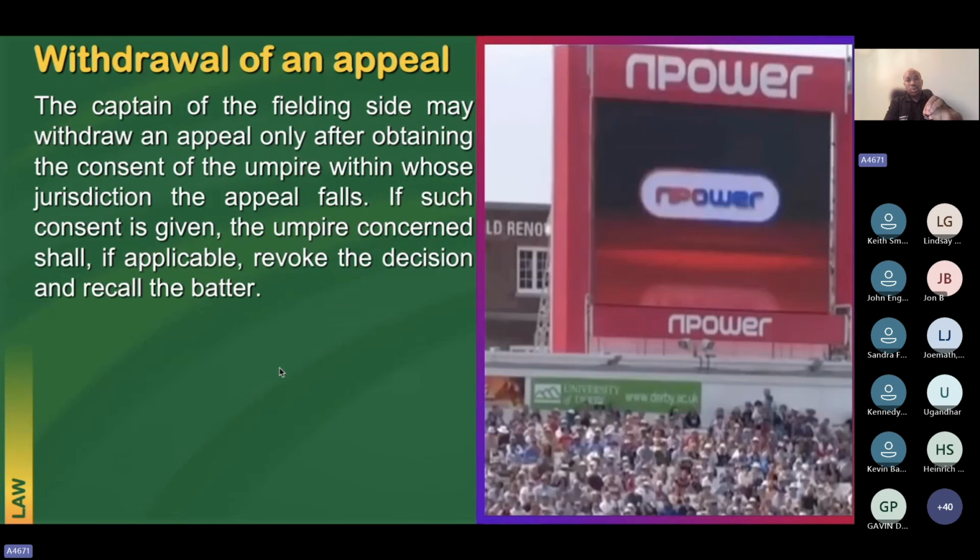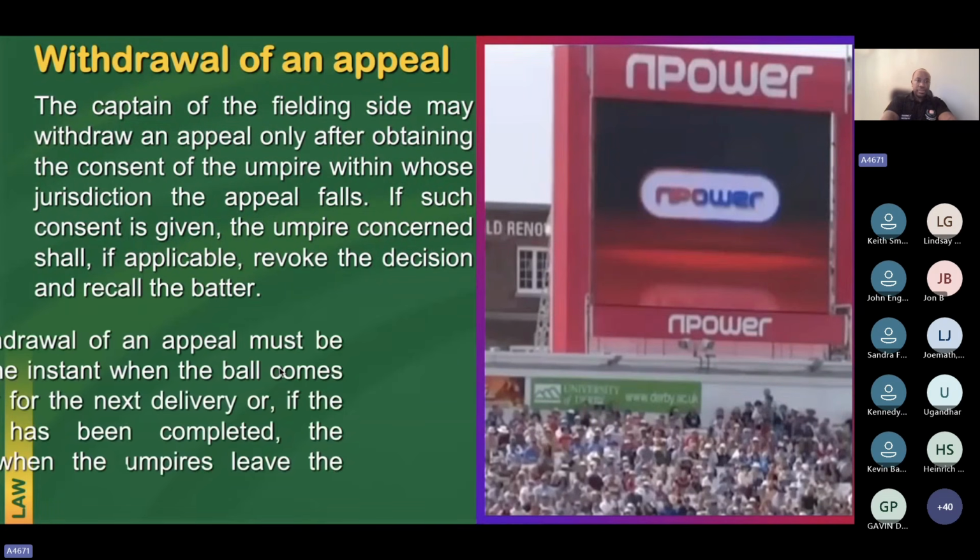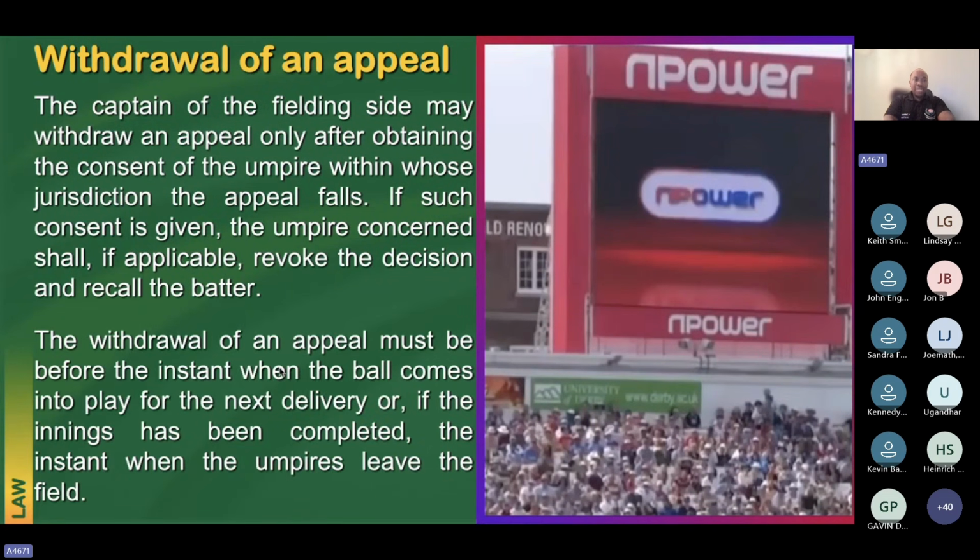That is how we as umpires play a role in promoting the spirit of cricket. We cannot force a fielding captain to withdraw an appeal. We can simply ask. The withdrawal of an appeal must be before the instant when the ball comes into play for the next delivery. Or if the innings has been completed, the withdrawal of the appeal must be before the umpires leave the field.